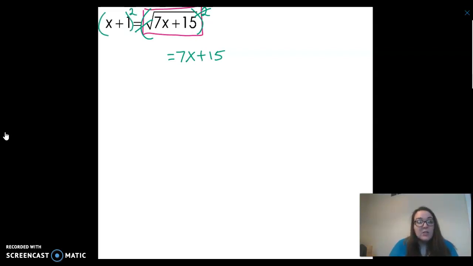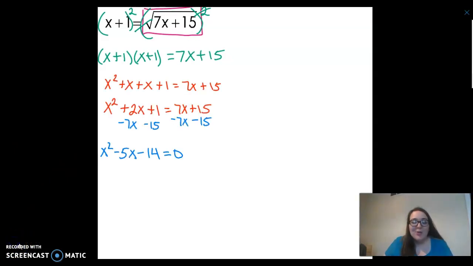X plus 1 squared. Remember, squared means twice. So that means I'm going to write this twice. And we are going to have to distribute. What I want you to do here is I want you to pause and distribute the left side together. And then you will notice that this equation will have to be set equal to 0. So I want you to distribute and set this equation equal to 0.